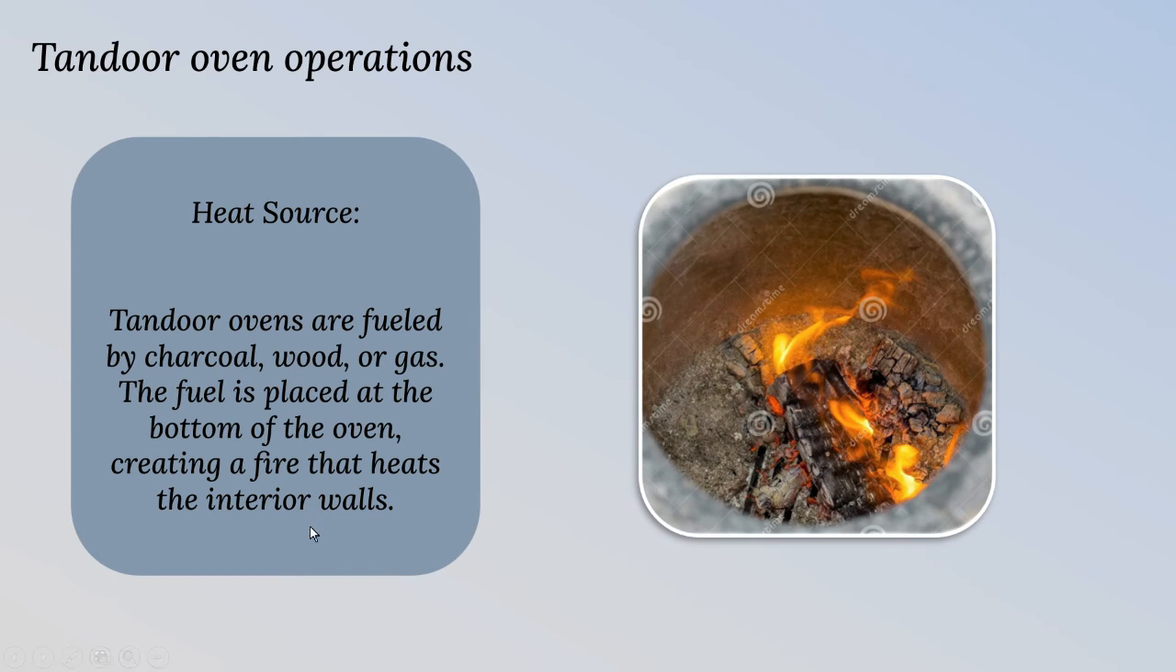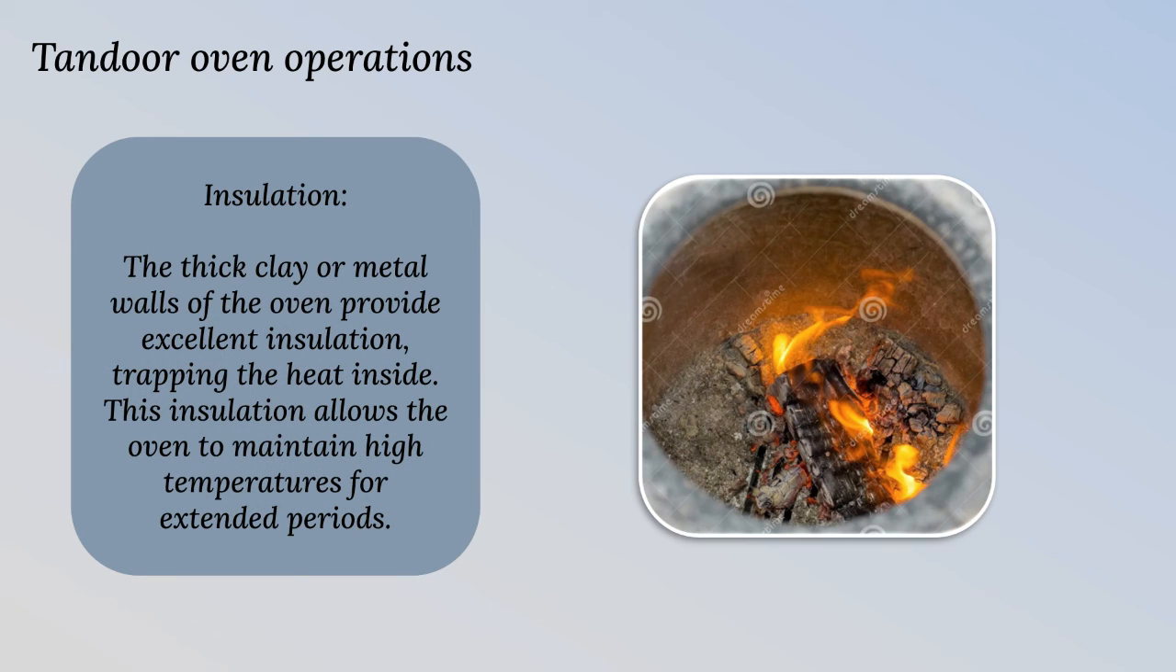Let us see this. You can see that at the bottom, these firewoods are there. This is the side of the clay oven which is getting heated. It can be heated through charcoal, wood, or nowadays you also get gas tandoor. Clear? Next is what? Insulation.